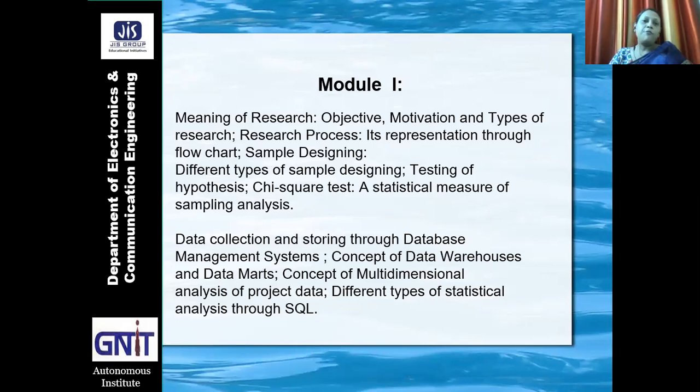Module 1 consists of the meaning of research, objective, motivation and types of research, the research process, its implementation or representation through flowchart, sample designing, different types of sample designing, testing of hypotheses, chi-square test, a statistical measure of sampling analysis. The next portion covers data collection and storing through database management systems, the concept of data warehouses and data marts, the concept of multidimensional analysis of project data, and different types of statistical analysis through SQL.